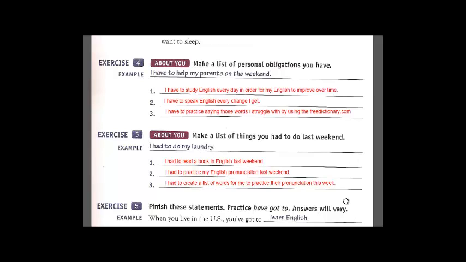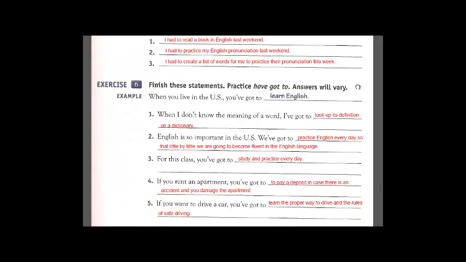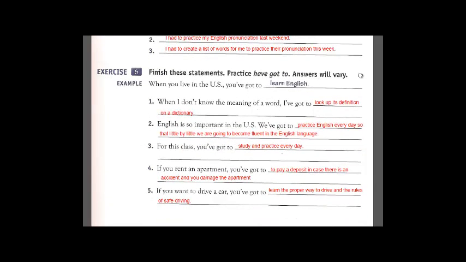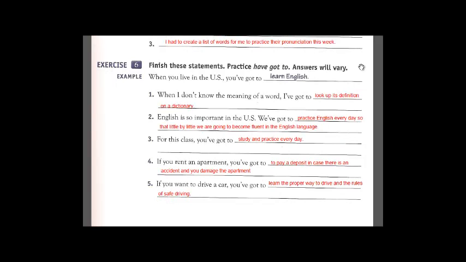Okay, exercise 6. Finish this sentence. Practice have got to. Answers will vary. When you live in the US, you've got to learn English. Okay, go ahead and stop the video, answer the questions for exercise number 6, and when you're ready, turn it back on. And here are the answers for exercise 6. Please take a moment to check your answers. Stop the video if necessary, and then let's restart the video.